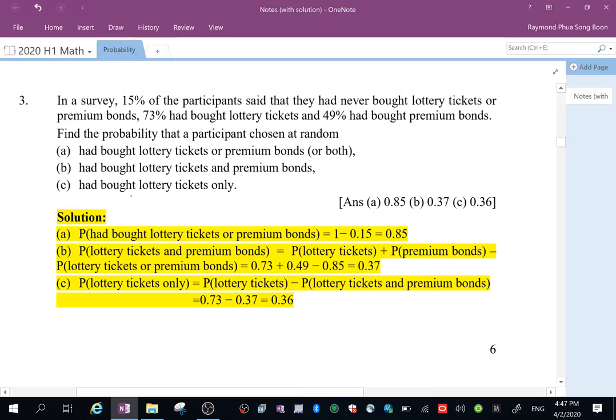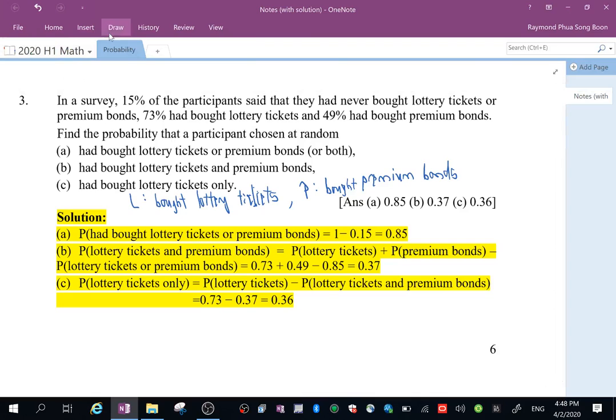All right, so let's say again we can define event L as the participant had bought lottery tickets, all right, and P as the participant had bought premium bonds.